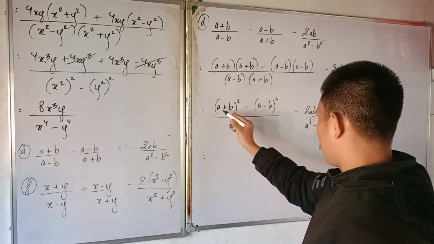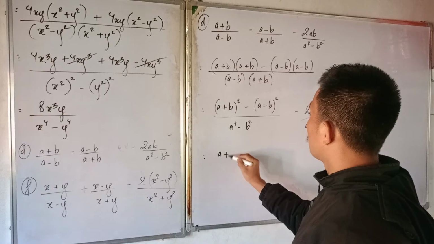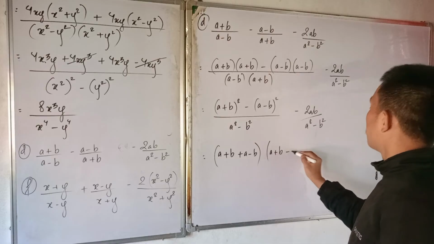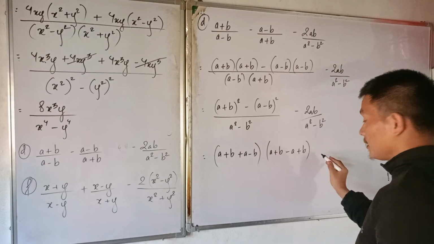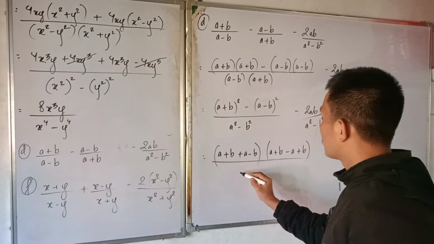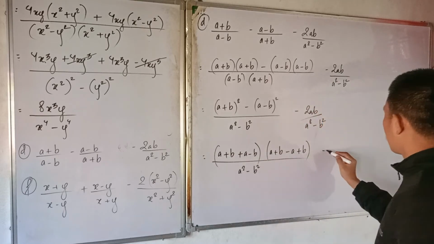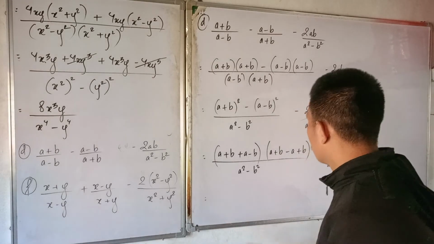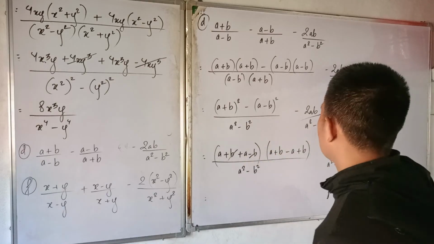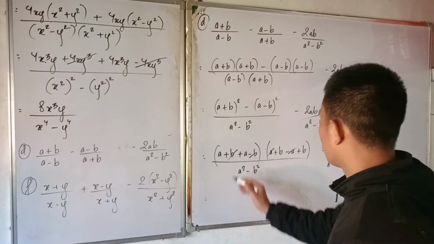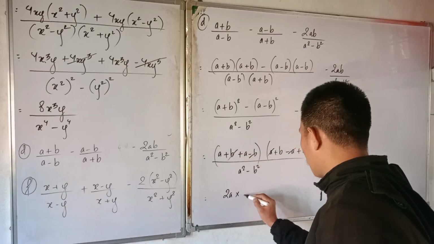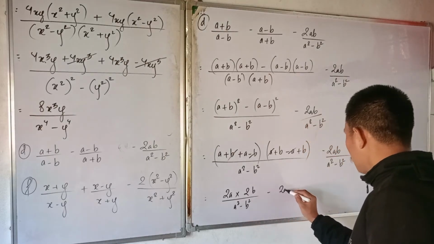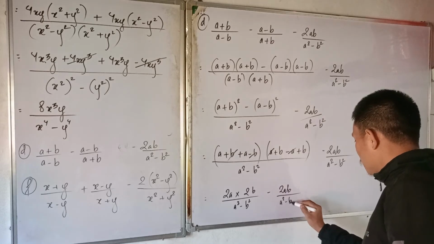Now here you see this is in the form of a square minus b square. That can be written as a plus b plus a minus b, another a plus b minus a plus b. I have already opened the bracket with minus sign, negative sign, that's why. Minus 2ab over a square minus b square. So you just cancel this, plus b minus b, and here also minus a plus a. So here becomes 2 times a multiply 2 times b divided by a square minus b square minus 2ab divided by a square minus b square.